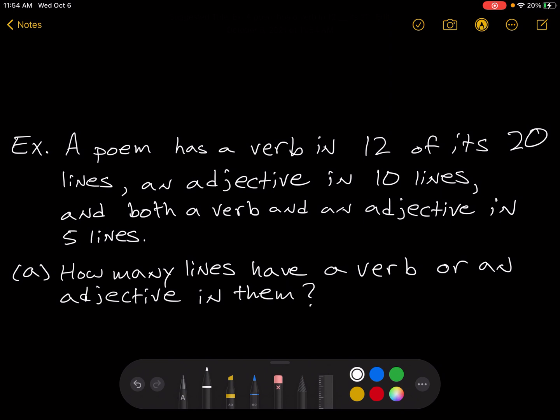for this example, has a verb in 12 of its 20 lines, an adjective in 10 lines, and both a verb and an adjective in 5 lines. And we want to know how many lines have a verb or an adjective in them.